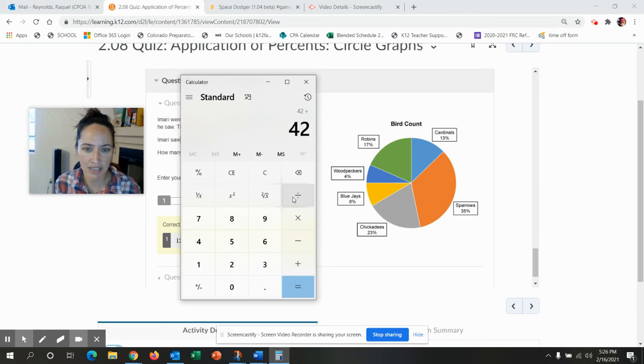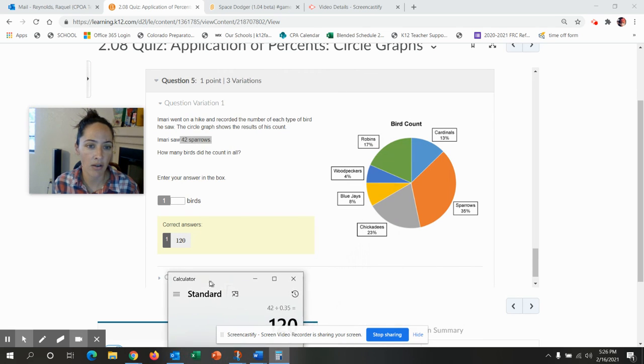42 sparrows divided by 35%. And if you remember, 35%, 35 divided by 100, write it as a decimal. 120 birds in all.